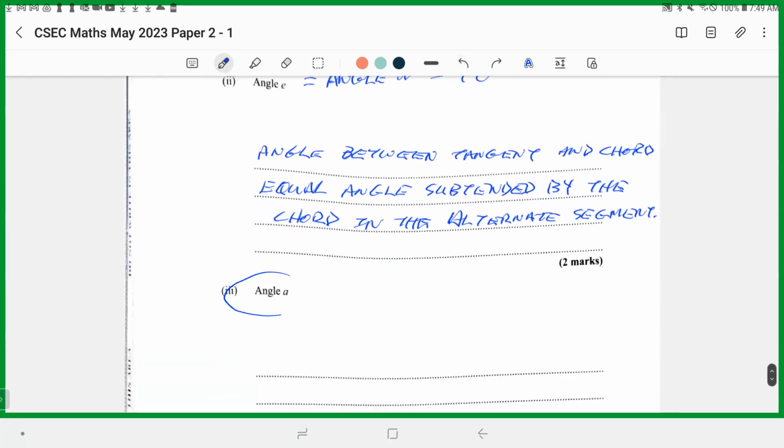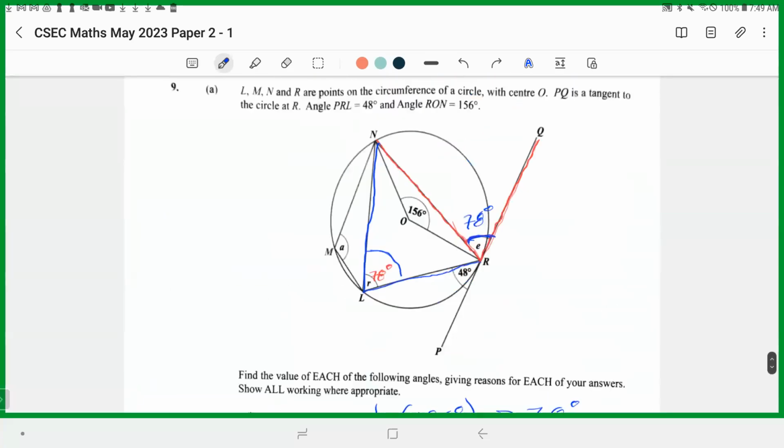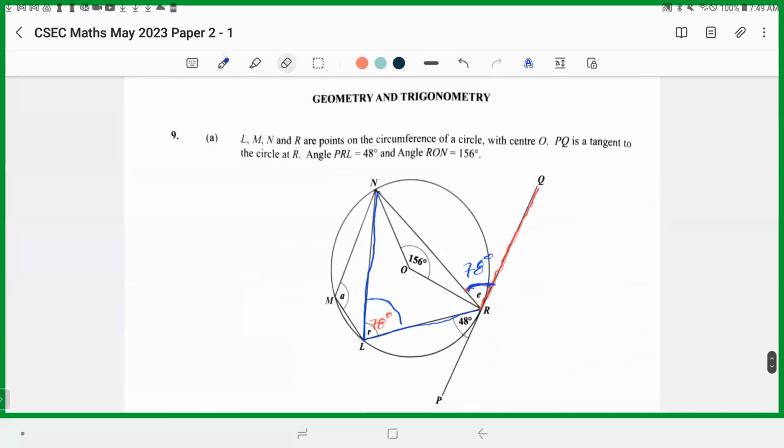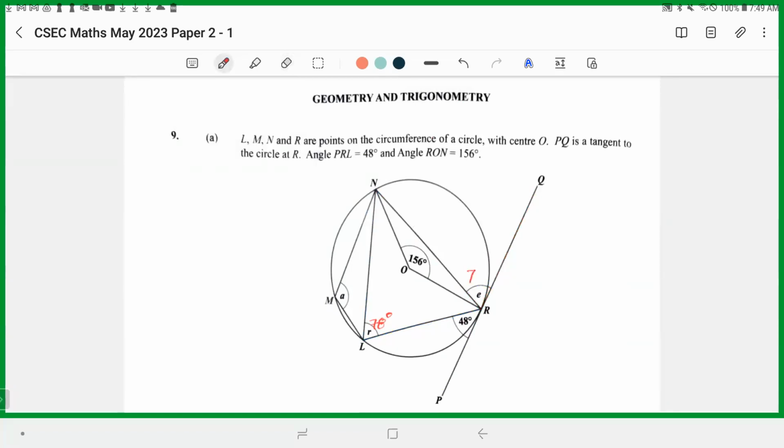Next angle I want is angle A. Let's look at the diagram with angle A. Let me erase these lines. I don't need that. This angle is 78 degrees. This angle here is 78 degrees as well. As you find the angles, you put them on the diagram, and sometimes they help you find other angles. We need to find this angle now, A, up here.